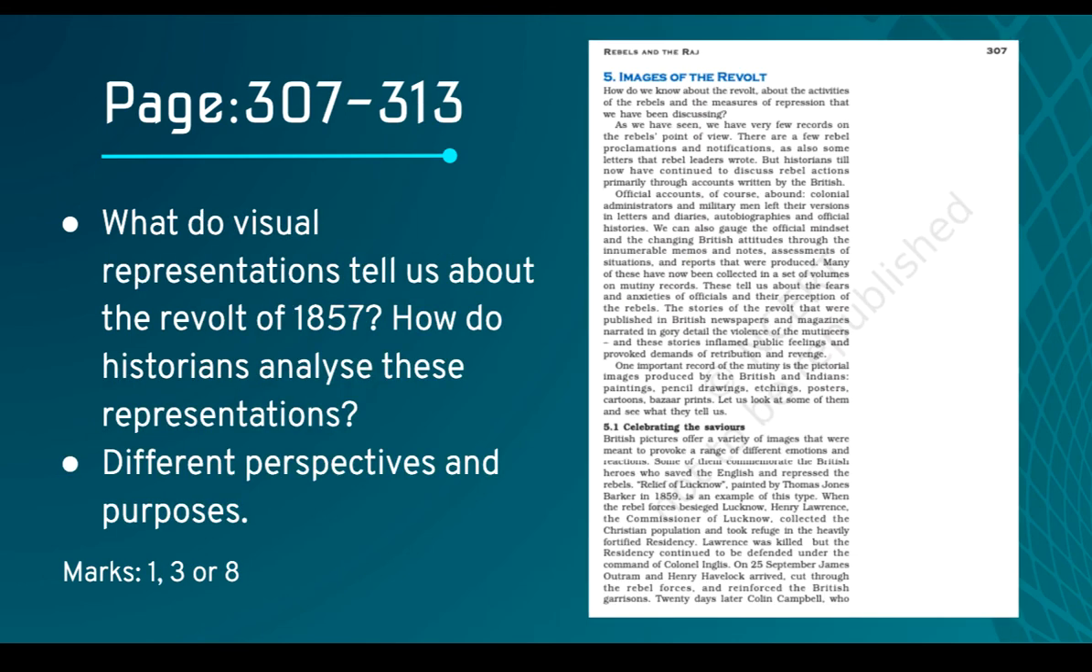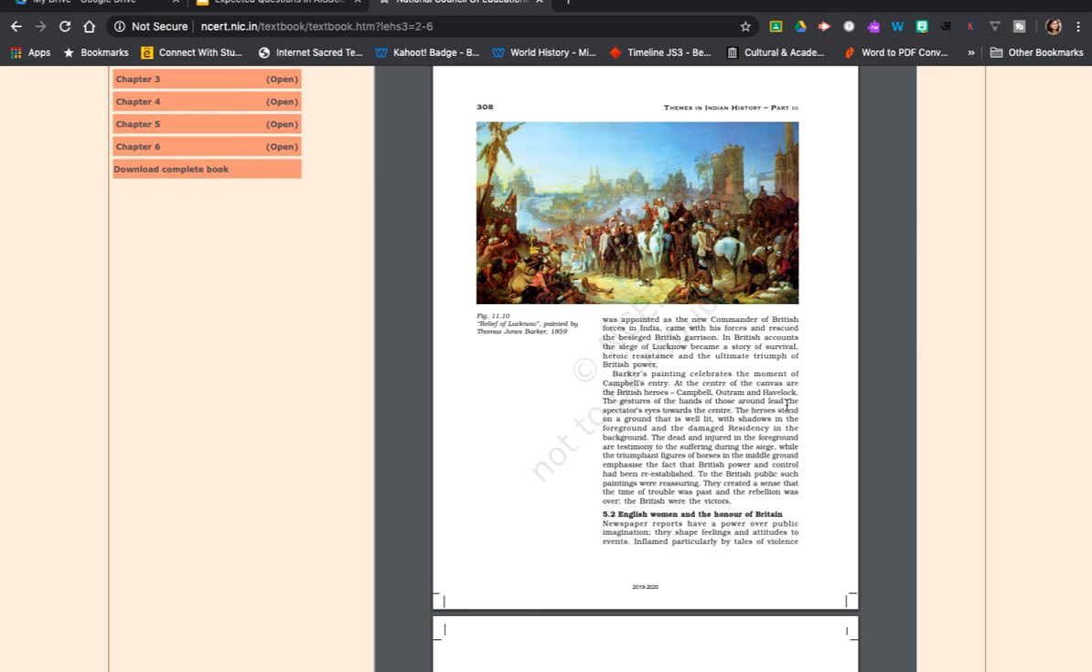Pages 307 to 313 is really the heart of the chapter, where we are talking about visual representations, what they tell us about 1857, and how do historians analyze this, and also the different perspectives and purposes, both from the Indian as well as the British. In fact, this section you also need to identify the paintings and the painters, because they may come as picture analysis questions for 1 mark.